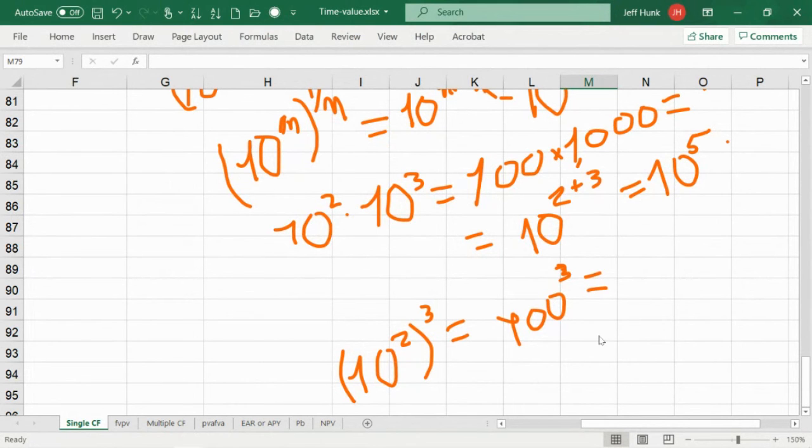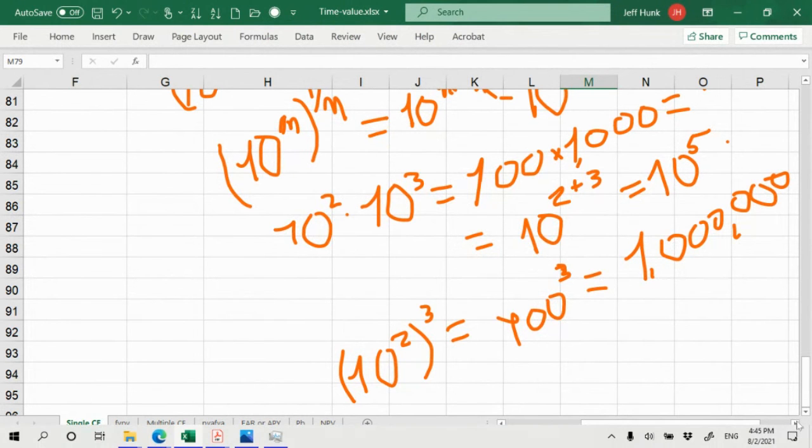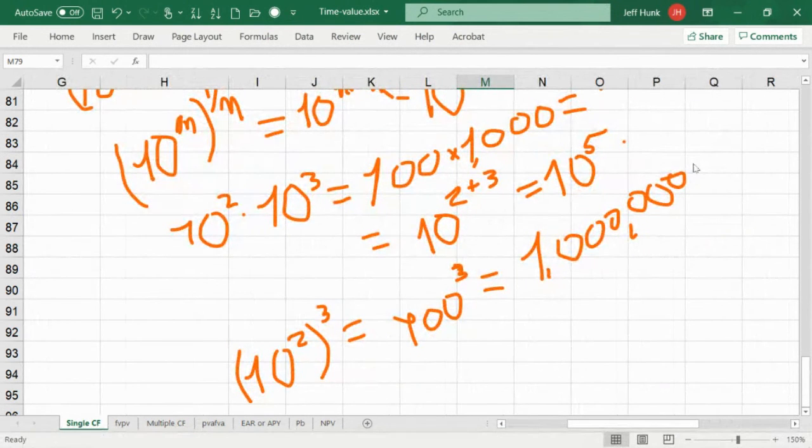What is 100 to the... 1 million. Yes, because it's 100 times 100 times 100. It's 1 million. And we all know 1 million is 10 to the sixth, since it's 10 to the sixth, right? It's 10 to the sixth.